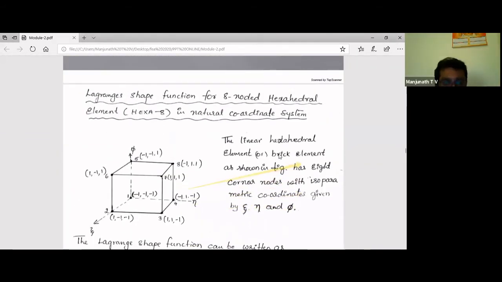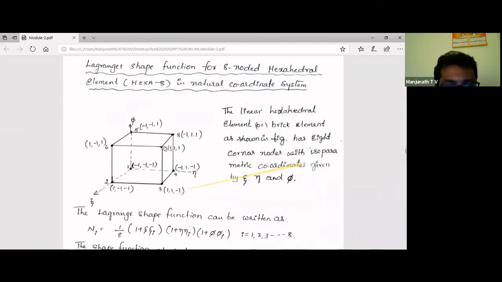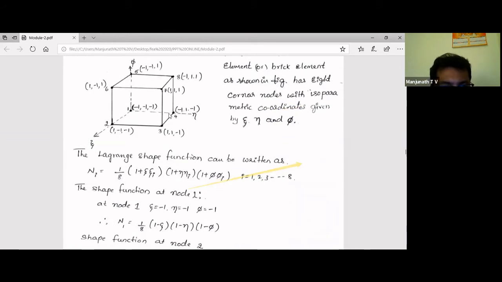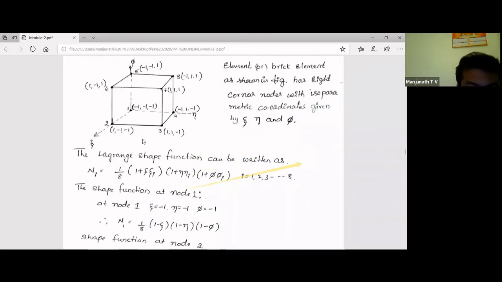Similarly, to obtain the shape functions for the 8-noded hexahedral element, it also has only corner nodes. There are no internal nodes. Again it is a linear 8-noded hexahedral element. It is also called a brick element because it looks like a brick in shape. It has 8 corner nodes only. Here also, how to number them and how to write the coordinate values in the particular direction is most important. The ordering of this hexahedral element is most important.